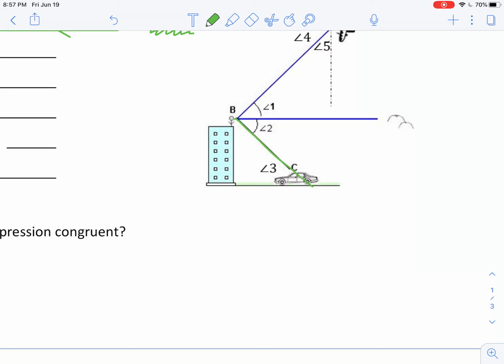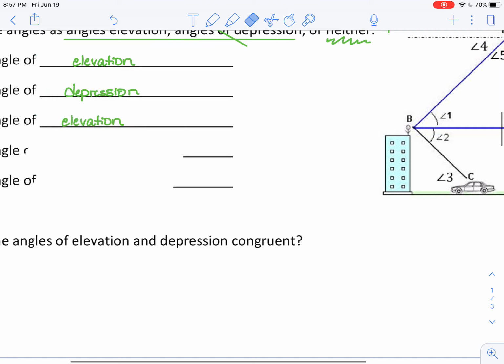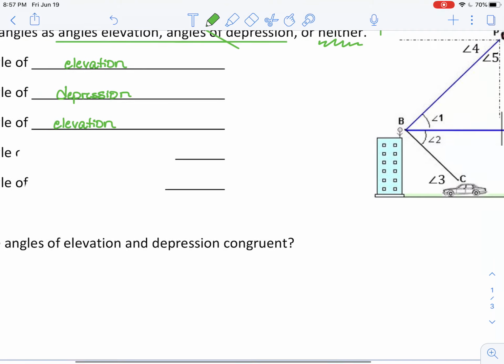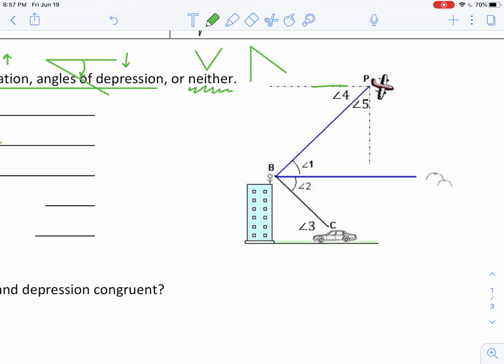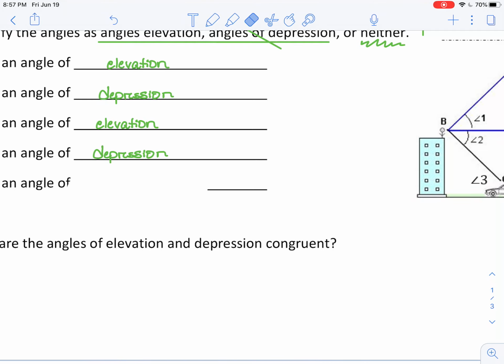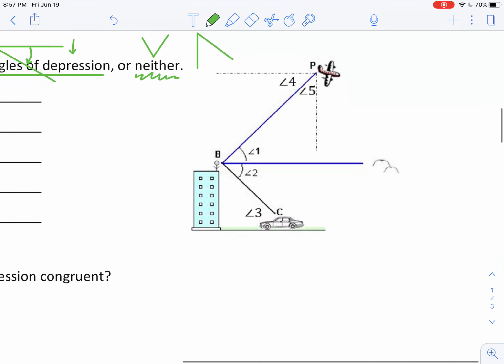Angle 3, it's kind of weird because the car is kind of in the way, but we have a side here and then a side here to create this angle. Is either side horizontal? Yep, the car could just keep going horizontally toward the building, but instead the driver is looking up at the person, and I'm kind of giving it away by saying the word up. That's an angle of elevation. Angle 4, if I trace those sides, one of those sides is horizontal, but from the horizontal line, this goes downward. So angle 4 would have to be an angle of depression.